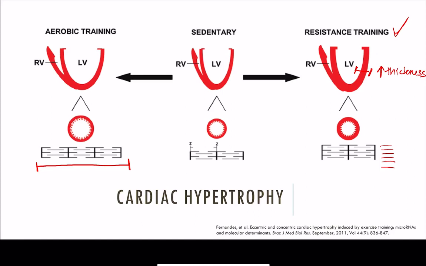And even though the walls get thicker, you don't see a corresponding reduction in ventricular volume. So the size of the ventricle, the volume here, is the same as the volume before the training, which is very different than pathological eccentric hypertrophy, where the wall moves in and closes down the ventricular space. So with physiological cardiac hypertrophy, there's no reduction in end diastolic volume.